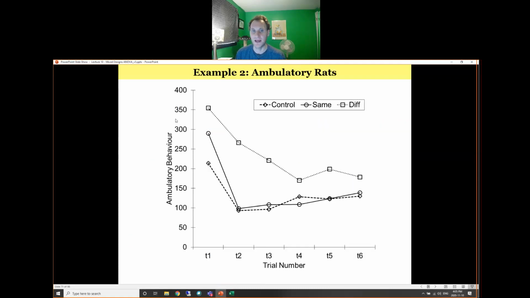The effect of time is different in the square dashed line different condition as compared to the control condition. There's clearly a different effect of time. Likewise, there's a different effect of condition depending on which time period I'm looking at. At time 4, they all look pretty much the same, but at time 1, they're all fairly spread out. So that's what an interaction is: the effect of one independent variable is dependent on the level of the other.